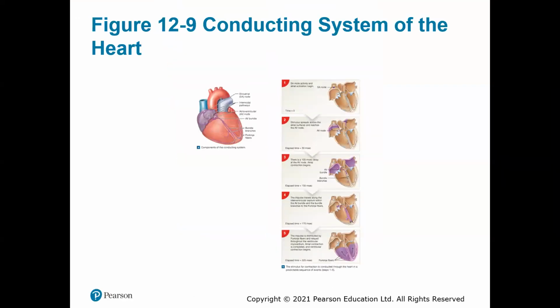So you need to know both of those nodes and the bundle branches, the Purkinje fibers, the different fibers that conduct those.